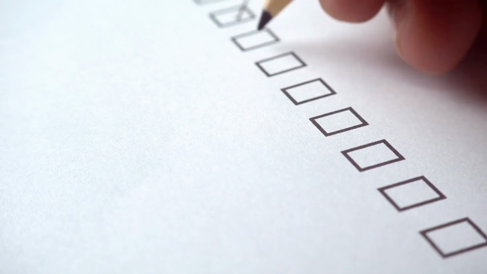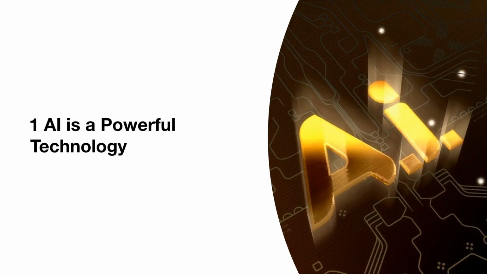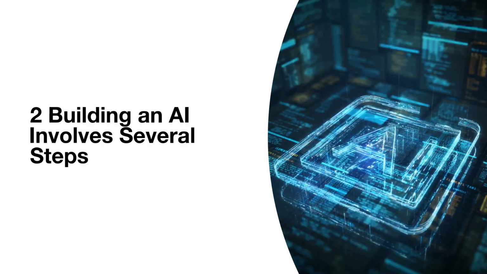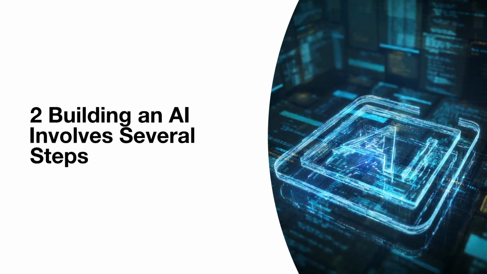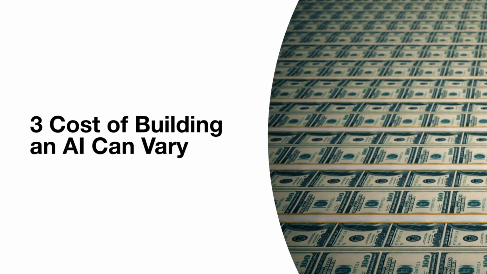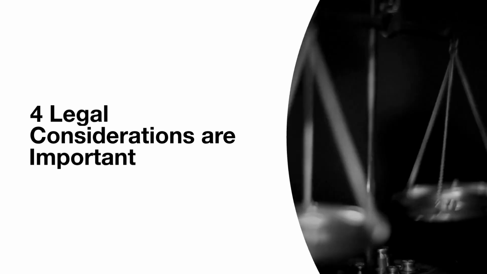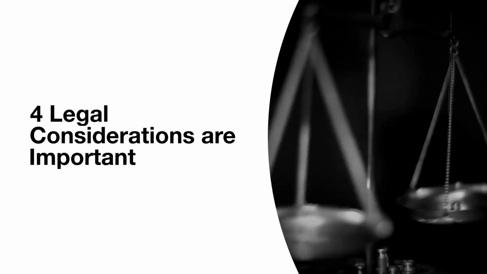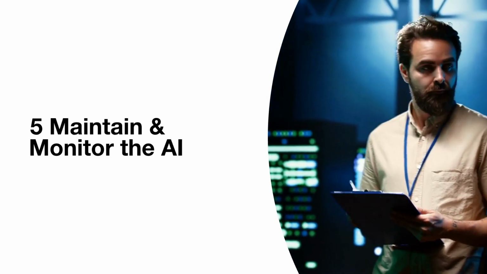Now let's wrap up today's session with some key takeaways. 1. AI is a powerful technology that can solve complex problems. 2. Building an AI involves several steps, including identifying the problem, gathering data, choosing an AI technology, building and training the model, testing the model, and deploying the model. 3. The cost of building an AI can vary widely, depending on the complexity of the problem and the resources available. 4. Legal considerations are important when building an AI. 5. Once the AI is deployed, it needs to be maintained and monitored.